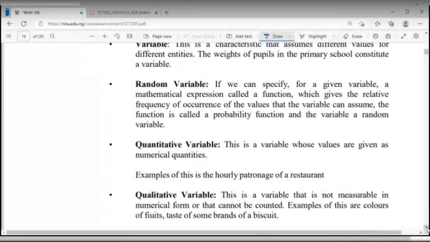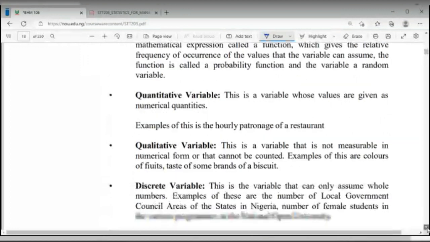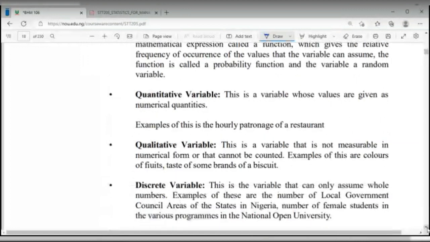Then we have a qualitative variable. This is a variable that is not measured in numerical form. We saw that during the introduction, or that cannot be counted. Examples of these are colors of fruit, taste of some brands of biscuits, etc.